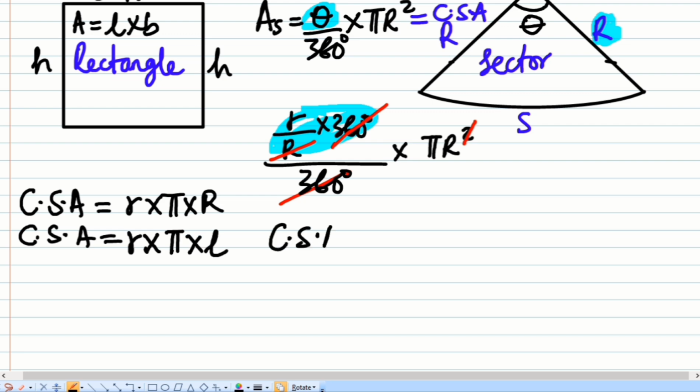Finally, the curved surface area of the cone can now be written as pi, I'm just taking pi first. It doesn't matter. Multiplication is commutative, right? But just to do it the way you likely see it in your textbook, pi r L.